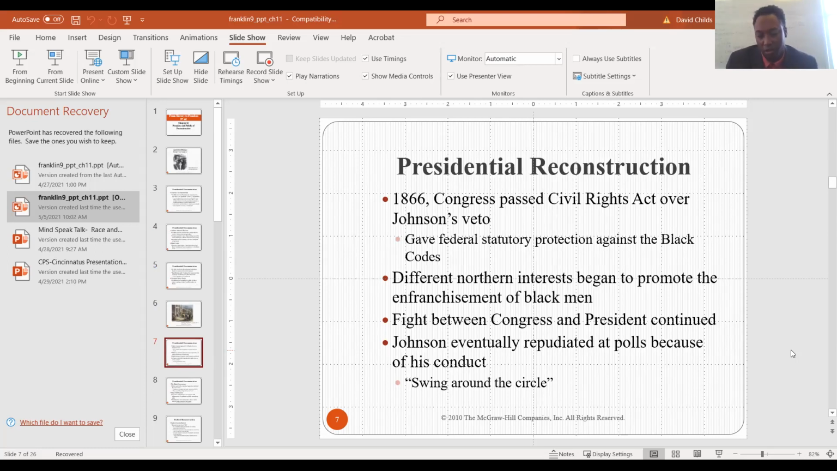Johnson was the only, there was only 3 people that were impeached. They almost impeached Nixon, but he quit before they impeached him. When we've, of course, made history with Trump. But, right. So Johnson was the first one to be impeached, and then Clinton, and then Trump twice. And so Johnson eventually was repudiated at polls because of his conduct. People didn't vote for him.